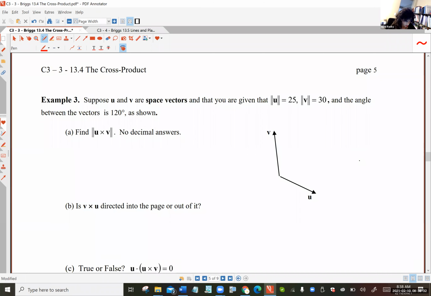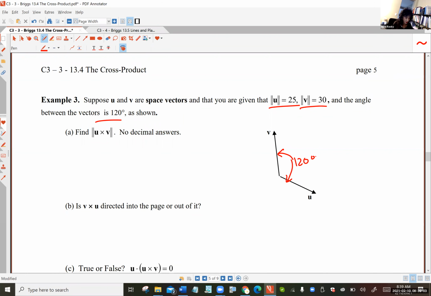So we're going to still use some of the theorem properties here. That's what some of these examples are about. So here again, we've got some space vectors, and they're giving you some information about the space vectors. They're not giving you the components, but they're telling you the magnitude of one of them is 25. That's great. The magnitude of the other is 30, and the angle between them is 120 degrees. Fine. So you can imagine that this would be a 120-degree angle here.